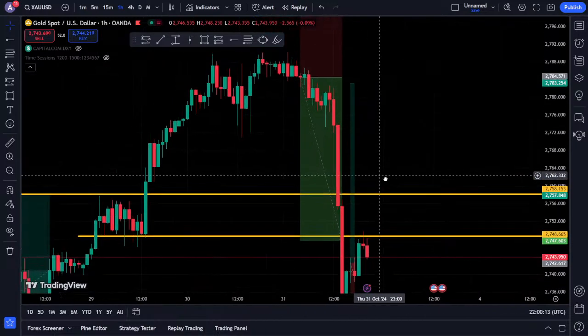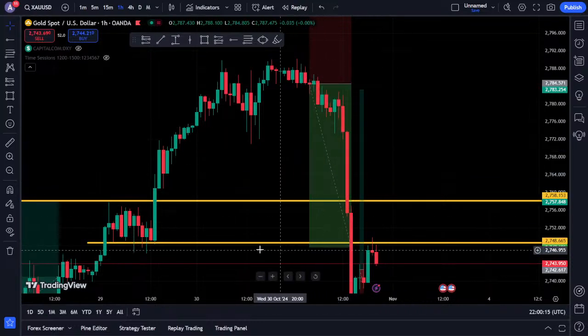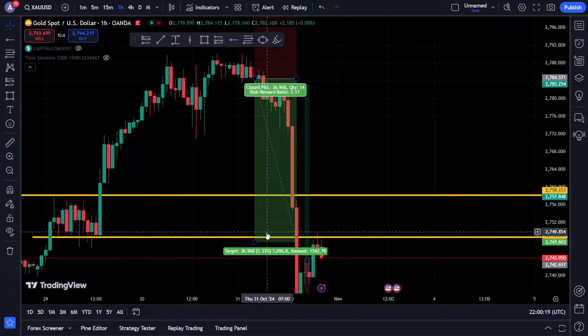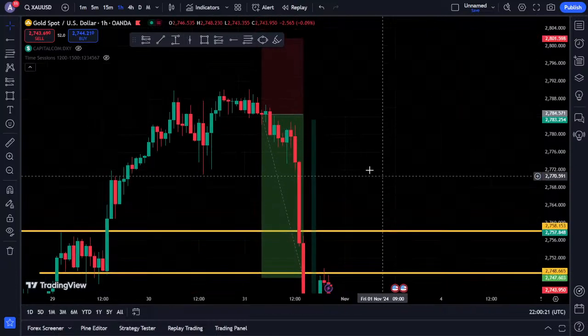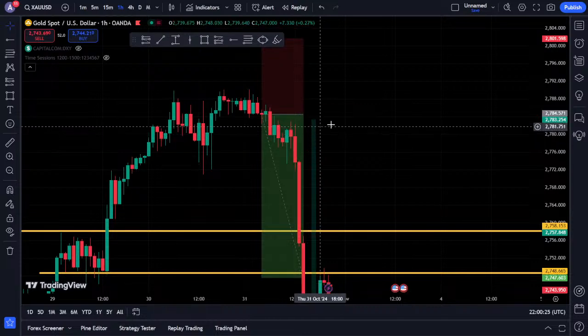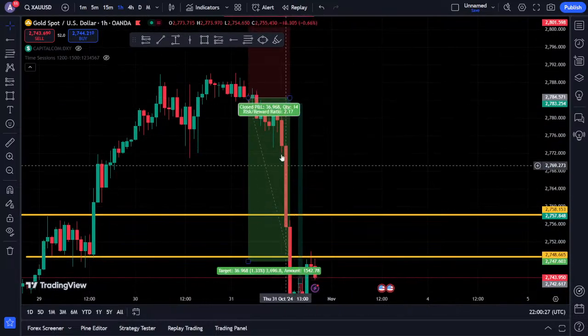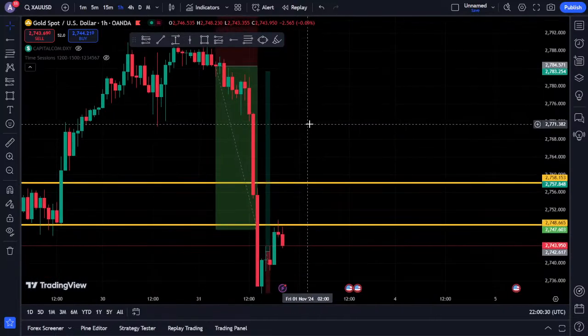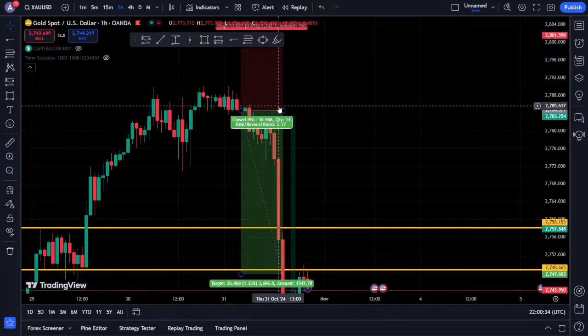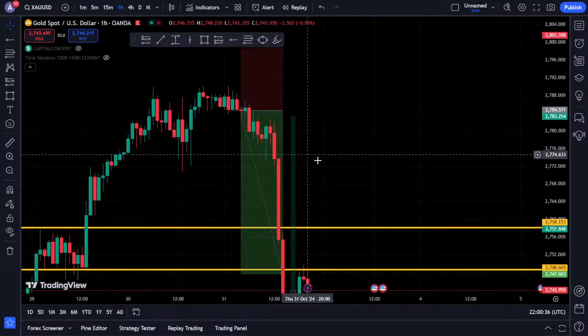I was aiming for previous levels of liquidity, so I went down just below the bottom here. It was 37 pips, and it was a 1 to 2 RR ratio. So yeah, it went pretty good. I did a 1 lot size, so I got about 3,600.